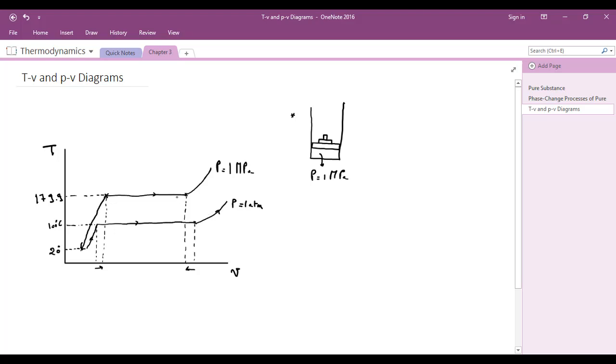So as the pressure is increased further, if we increase the pressure much further, this horizontal line will shrink more, until it becomes a point. So this line will shrink as we increase the pressure until it becomes a point. This point here is called the critical point.